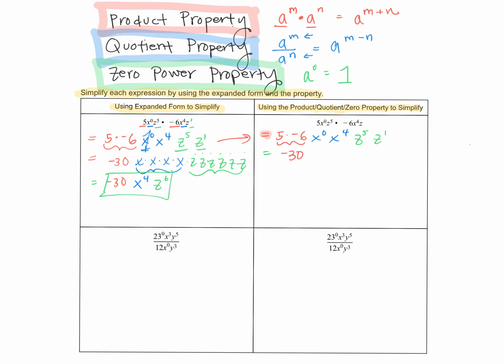But here, I can see that this is all multiplication. When the values are next to each other, this is all multiplication. So I want to use the product property. So I'm going to add the 0 and 4 here.